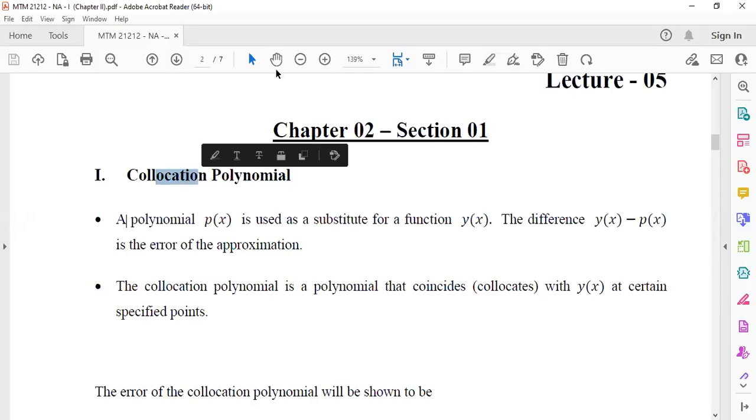Now, let's begin. What are the polynomials we can study here? Let's see some of the different polynomials which can be used to get approximate functional values. The first one, as I'm going in the order of this level. Okay, so let's start with the collocation polynomial.